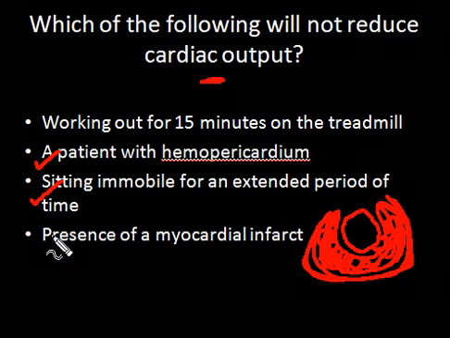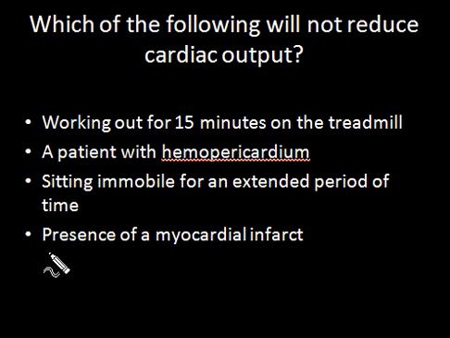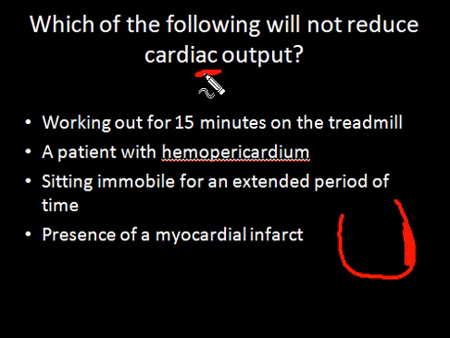And lastly, the third one, presence of a myocardial infarct. Now, if a portion of the heart muscle is damaged, which is what happens in myocardial infarction, that means the muscle will not be able to contract properly. If it can't contract properly, naturally stroke volume is reduced. If stroke volume is reduced, cardiac output automatically gets reduced. Therefore, this also reduces the cardiac output.